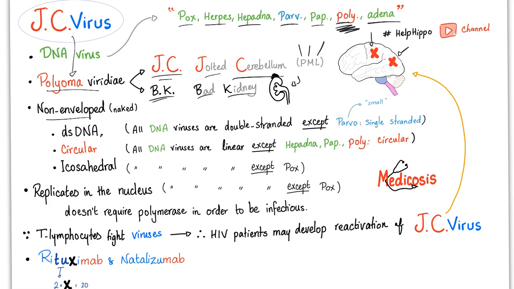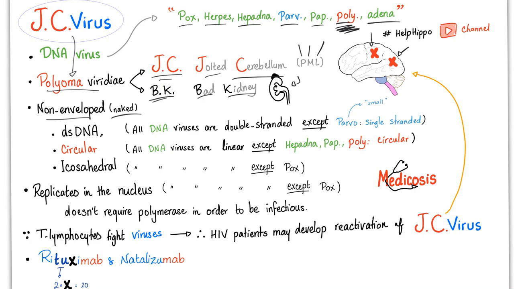This JC virus is non-enveloped. You can say naked, although this sounds slightly inappropriate for a microbiology lecture. JC virus is a double-stranded DNA virus, which is not shocking because all of the DNA viruses are double-stranded except for the parvo. Parvo is single-stranded. The mnemonic is easy because parvo literally means small. It comes from the word parvus.